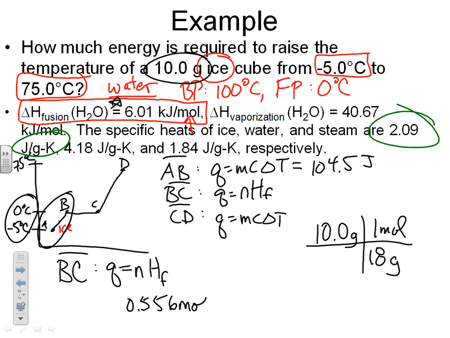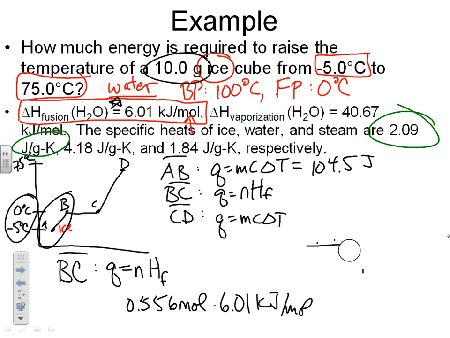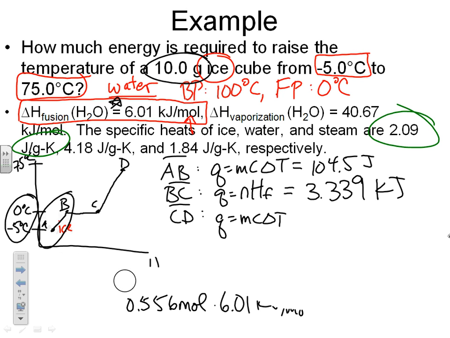So doing that math, I get 0.556 moles of water, and you multiply that by the heat of fusion of water, 6.01 kilojoules per mole, and that will give you the Q value for line segment BC, which again, hopefully you do as well, so that you figure out that your numbers actually agree with mine. And I get a value of 3.339 kilojoules. Those of you who are paying attention might already be spotting a possible problem coming up.